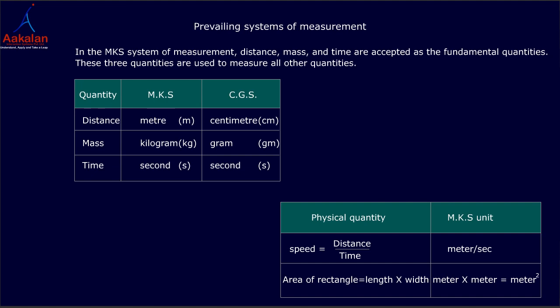In the MKS system of measurement, distance, mass and time are accepted as the fundamental quantities. These three quantities are used to measure all other quantities. There are many physical quantities, but most of them are related to each other. For example, you have learned that the quantity speed is the ratio of the quantities distance and time.